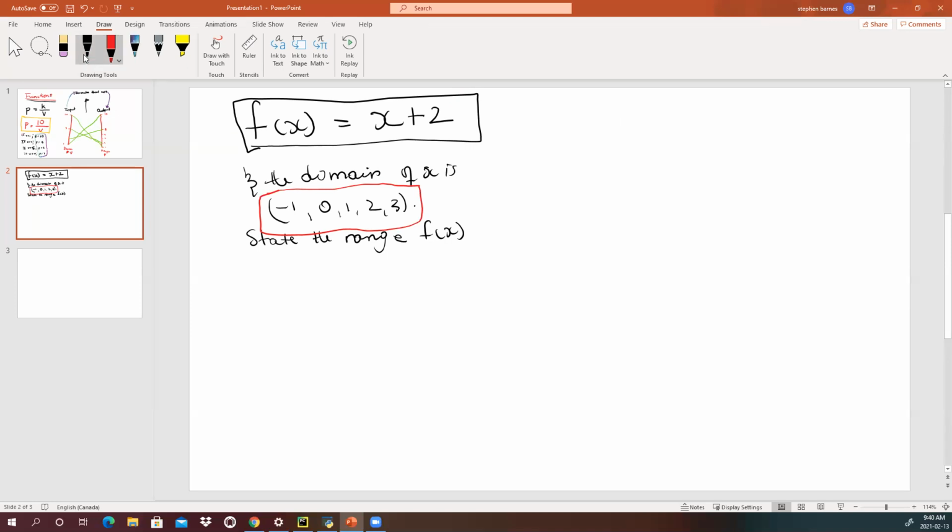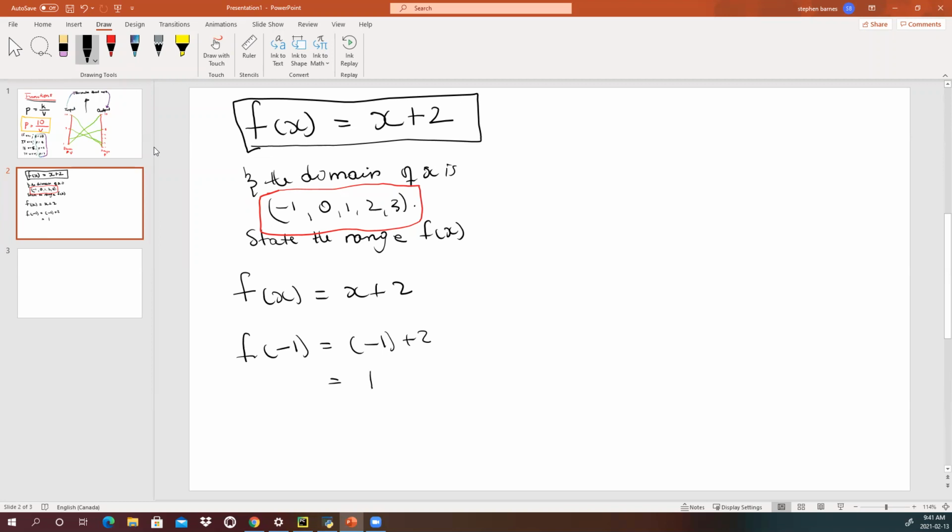To plug these values in, it is as simple as saying the function is defined by f of x is equal to x plus 2. Which means that your f of -1 is equal to, anywhere in the definition of the function that you see x, you put -1, because -1 is one of the domain values. So f of -1 equals -1 plus 2, which is +1.